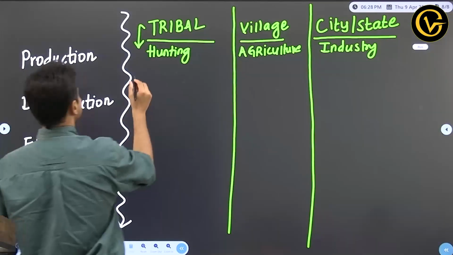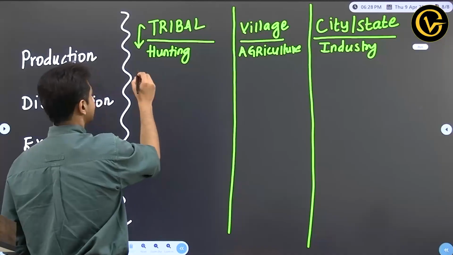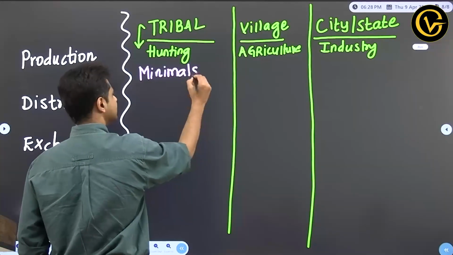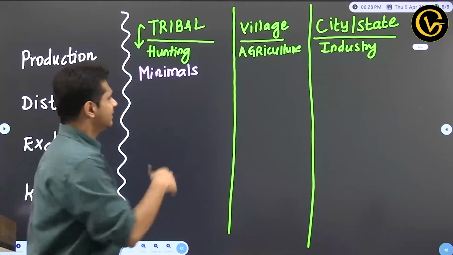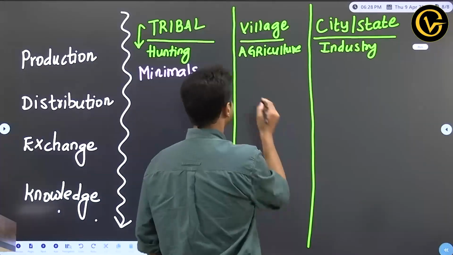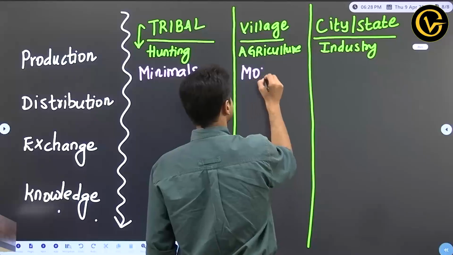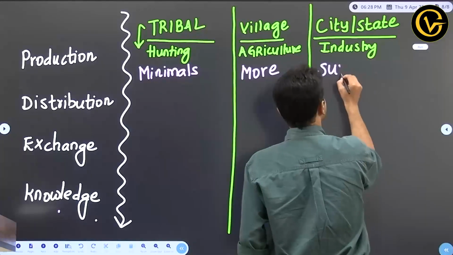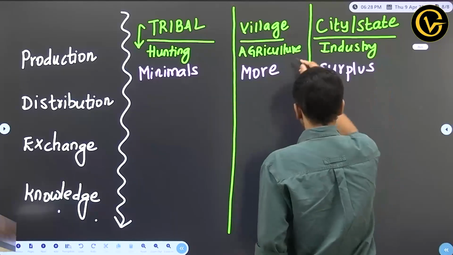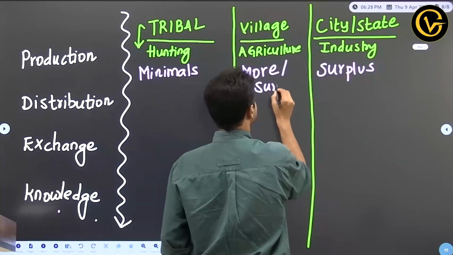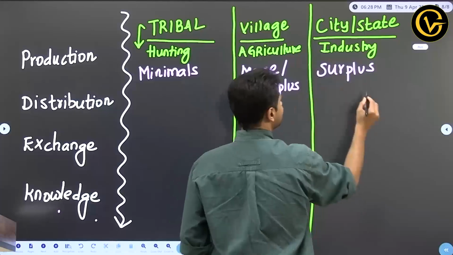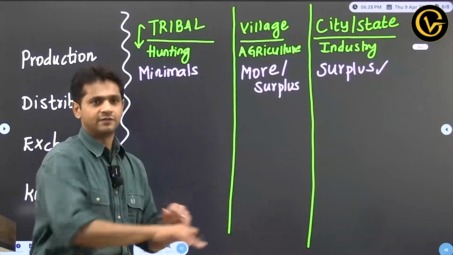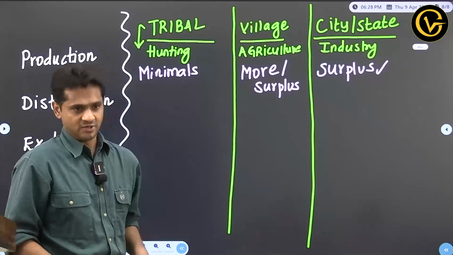Now tell me, how is the production here? Minimal, right? Very minimal production. Here, definitely more. Here it is even surplus. Here also there can be surplus. But here definitely there will be surplus. Nobody would run an industry just for the sake of local distribution, right?